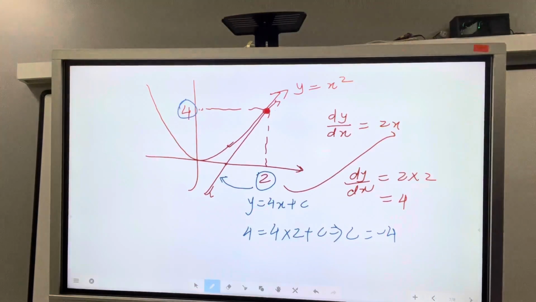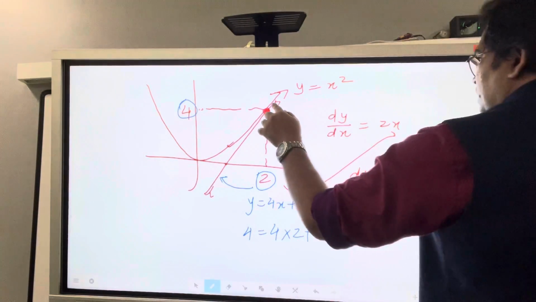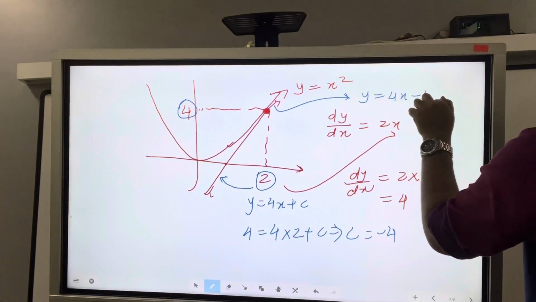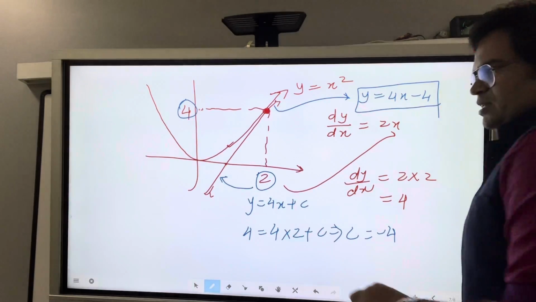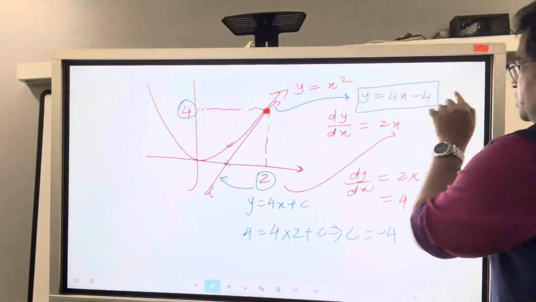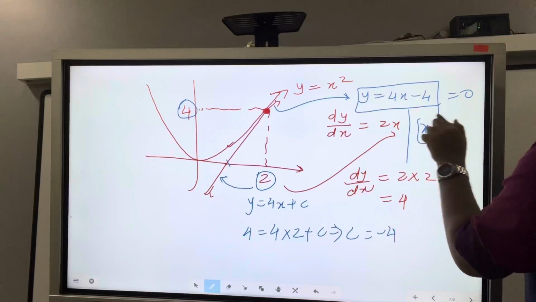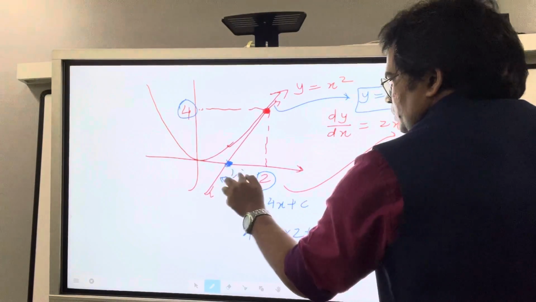So once I got c as negative 4, the equation of this tangent is y equals 4x minus 4. That's a proper answer. So basically this cuts here. If I equate this to 0, I'll get x as 1 as the answer. So this tangent is going to cut the x-axis at (1, 0).